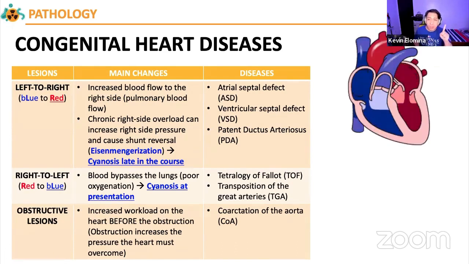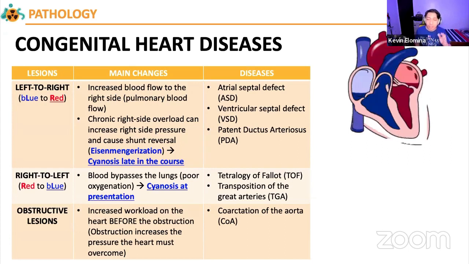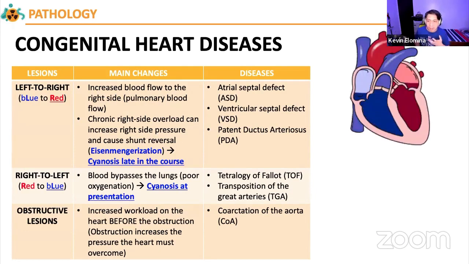Bakit? Because if you continually overload your lungs, you will have what? You will have pulmonary vascular remodeling, and that eventually will cause pulmonary hypertension. Pag tumaas ang pressure dun sa pulmonary circulation at sa right side of the heart, the shunt will reverse from right to left, and the patient will present with cyanosis, and that is what you call your Eisenmengerization. So we have your ASD, VSD, and PDA under that.